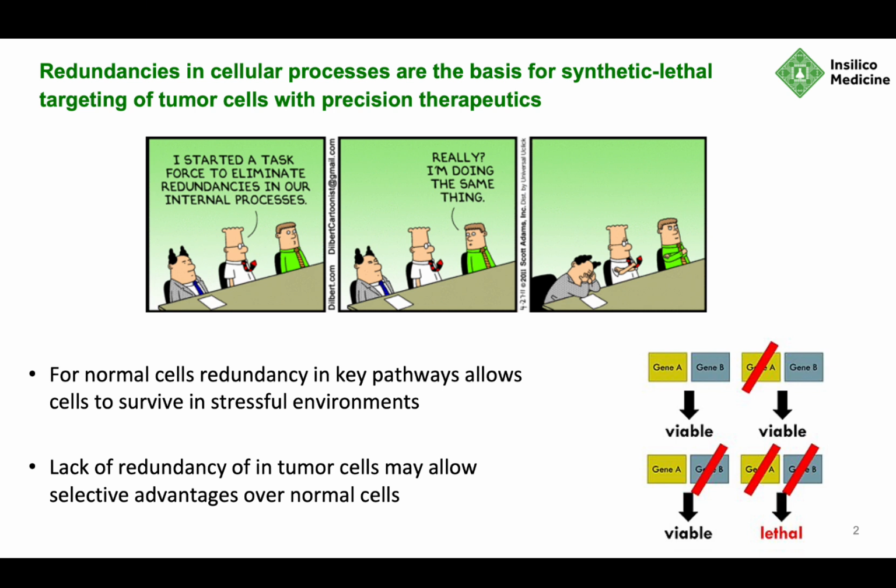Now, the diagram on the right depicts two redundant genes for an essential cell function. So normal cells can survive the loss of either gene. However, in tumor cells that have lost gene A on the right-hand side, using a drug to target gene B will selectively kill the tumor cells and spare normal cells. Very interesting, very promising approach for potential drug development.